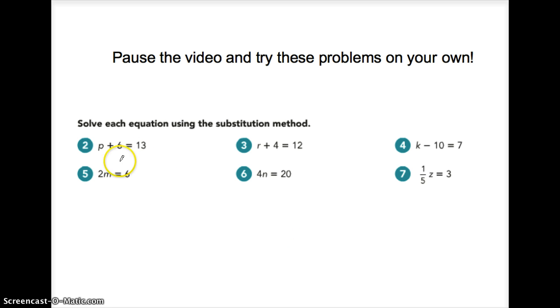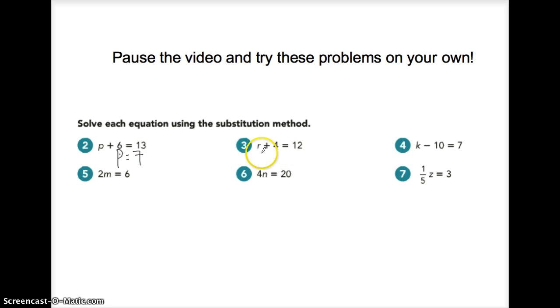Alright, so let's see what you have. What number, or p, plus 6 equals 13? In this instance, p equals 7. 7 plus 6 equals 13. Let's try the next one.